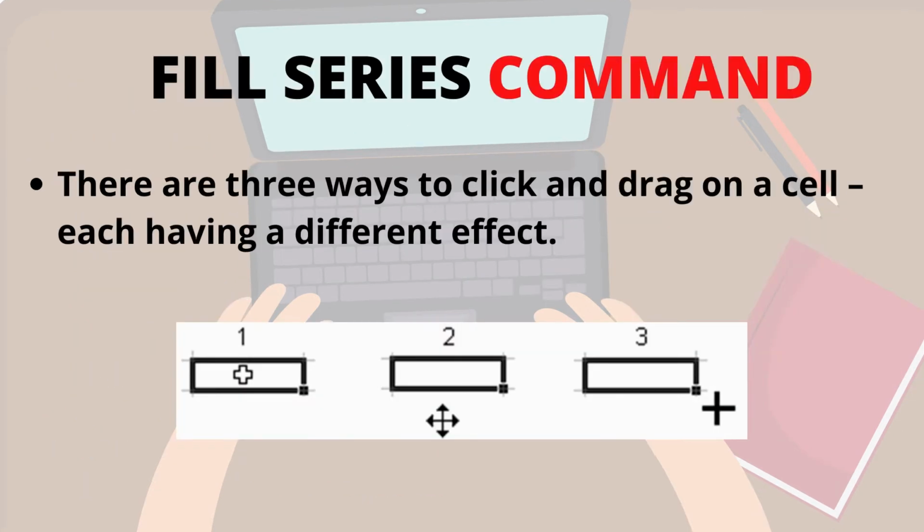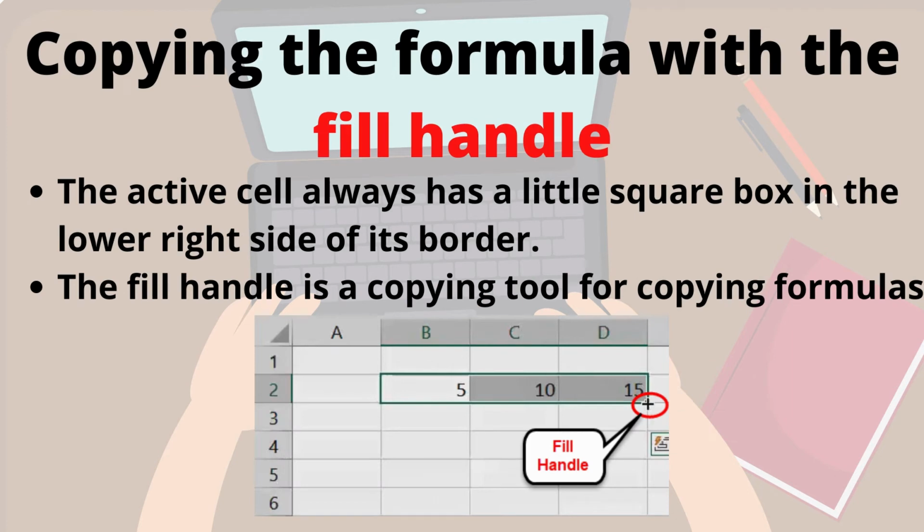Fill Series command. There are 3 ways to click and drag on a cell, each having a different effect. Copying the formula with the fill handle. The active cell always has a little square box in the lower right side of its border. The fill handle is a copying tool for copying formulas.